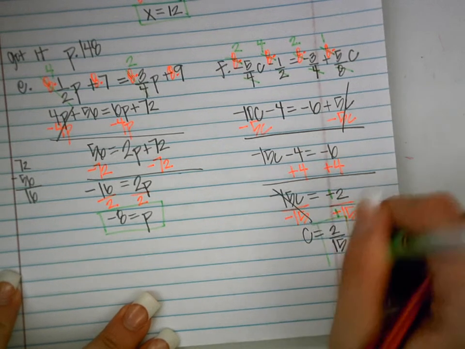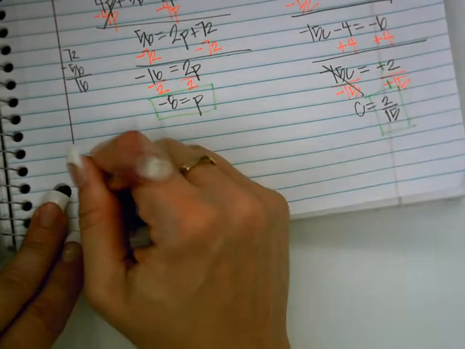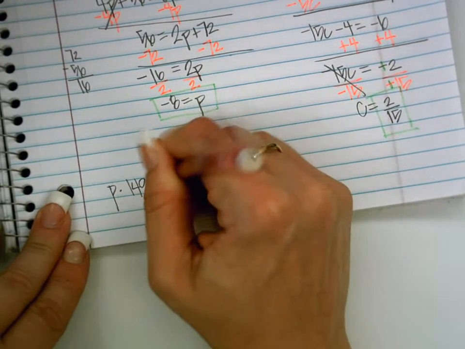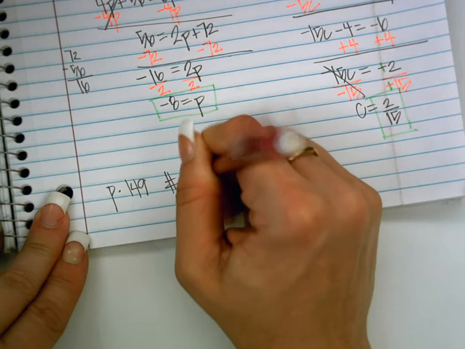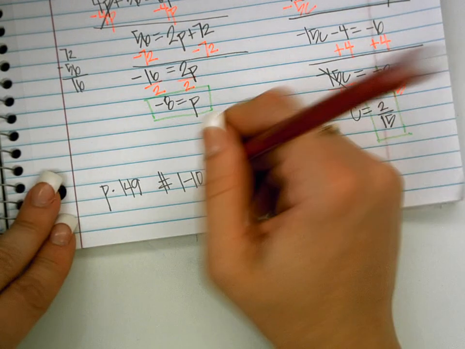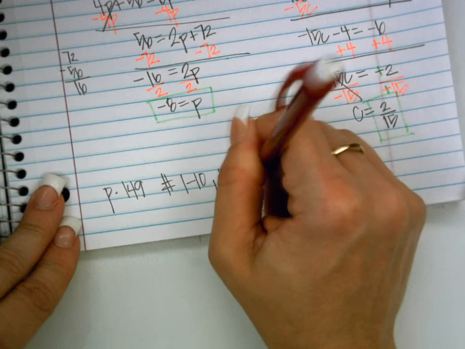Okay, make sure you write this down. Your homework is going to be starting on page 149, and you're doing numbers 1 through 10 and 15 through 20.